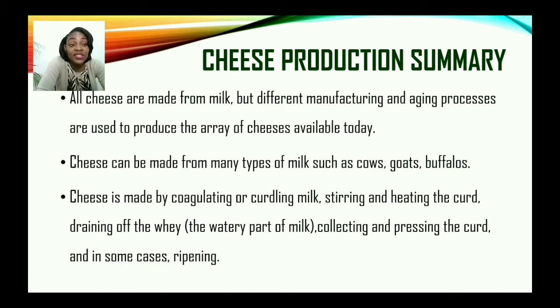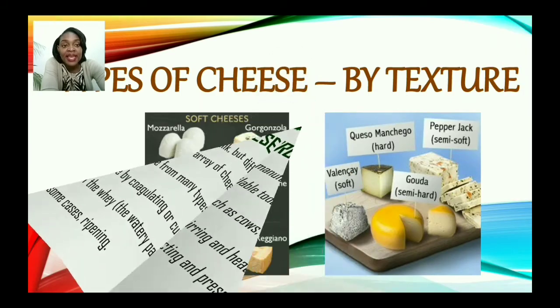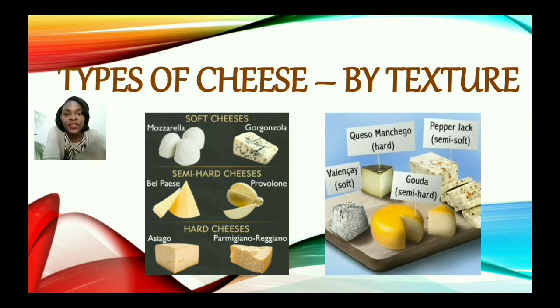Now guys, let us look at the cheese production summary. All cheese is made from milk, but different manufacturing and aging processes are used to produce the array of cheeses available today. Cheese can be made from many types of milk, such as cows, goats, and buffaloes. Cheese is made by coagulating or curdling milk, stirring and heating the curd, draining off the whey, which is the watery part of the milk, and also collecting and pressing the curd, and in some cases ripening, or we may say aging.